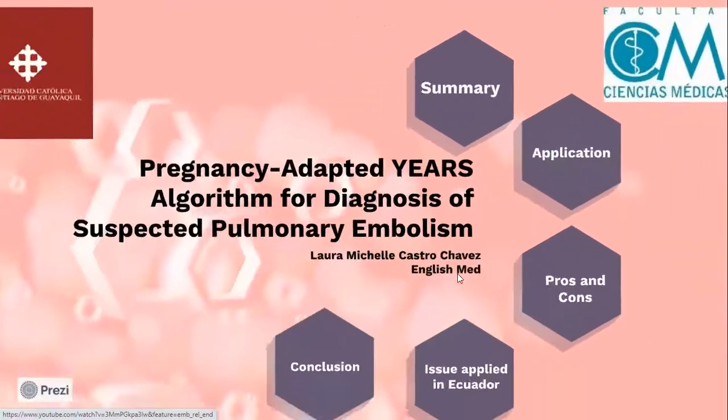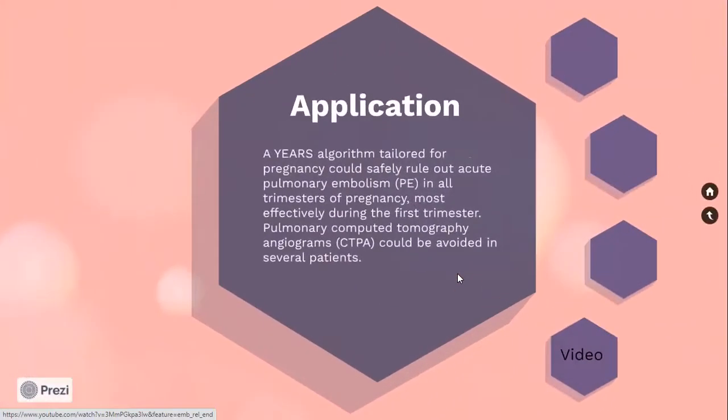Okay. Application. A YEARS algorithm adapted for pregnancy could safely rule out acute pulmonary embolism (PE) in all trimesters of pregnancy, most effectively during the first trimester. Computed tomographic pulmonary angiograms (CTPA) could be avoided in several patients.